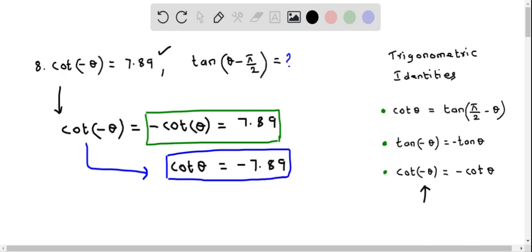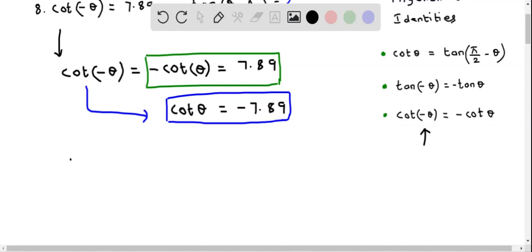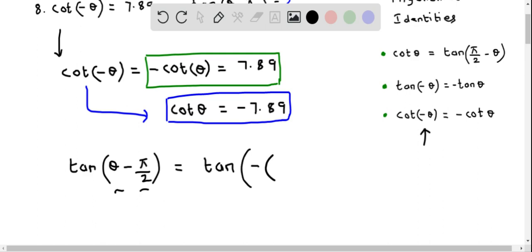Now let's see how to determine this expression, tangent of theta minus pi by 2. So I write tangent of theta minus pi by 2. First, I'm going to factor a negative from these two terms. When I do that, I get tangent of, I put this bracket and then I put another bracket for factoring. We just have to flip the terms when we factor negative. So it becomes pi by 2 minus theta. So tangent of theta minus pi by 2 is written as tangent of negative of pi by 2 minus theta.